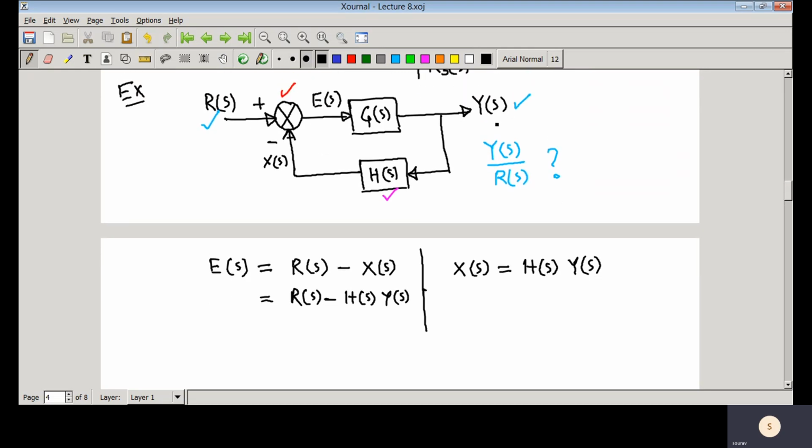Then what is Y(s)? We can see here that Y(s) equals G(s) E(s). Now if you replace here R(s) equal to H(s), then in place of Y(s), that is G(s) E(s). So first you have replaced here, and then you have replaced it here.